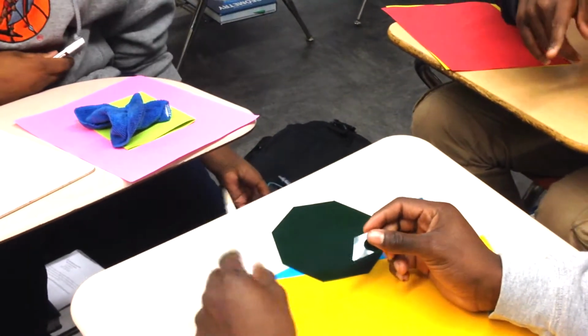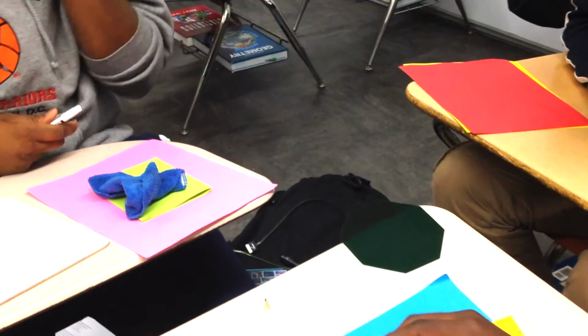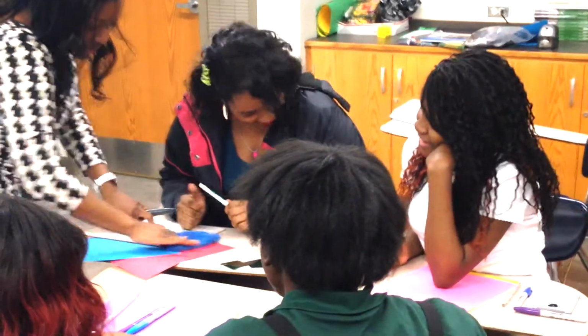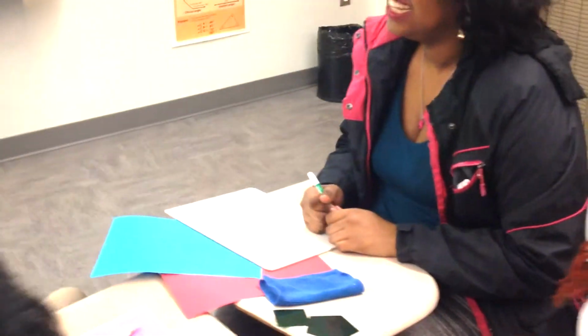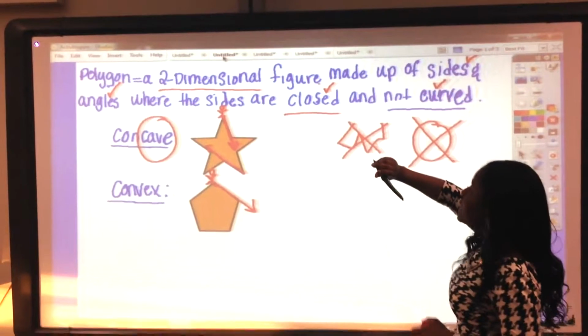Okay. Don't forget, you need a recorder. You will need a timer. Don't begin until I tell you to. Excuse me. Y'all gotta erase all that because we need to start from the beginning. Based on what we know, I'm going to take us back to our polygon definition. We know that we have to have 2 dimensions.